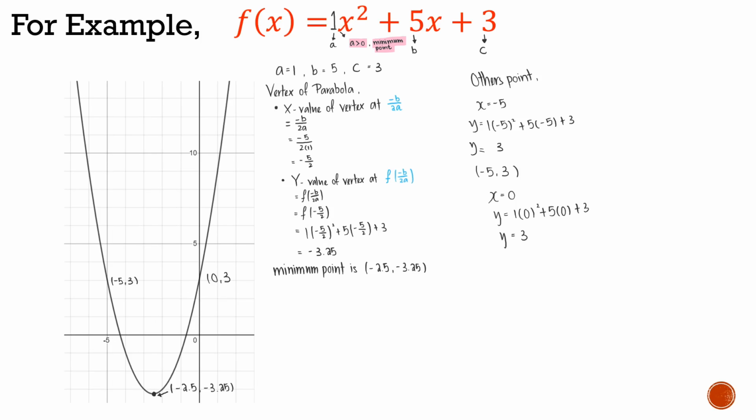After finding the minimum point, we still have to find 2 to 3 points to form a curve. If you put x = -5 into the quadratic formula, you will get y = 3, and put another x value, x = 0, and you will get y = 3.